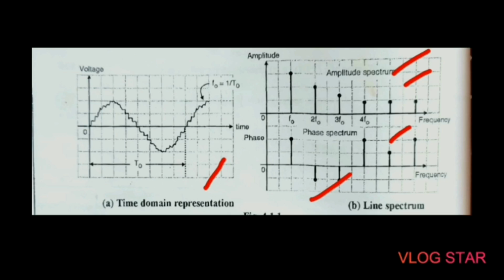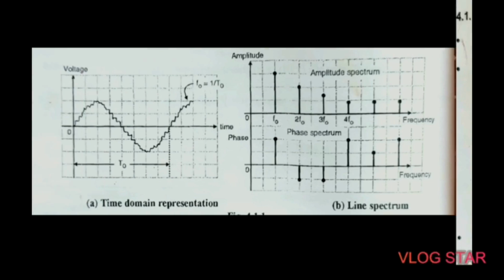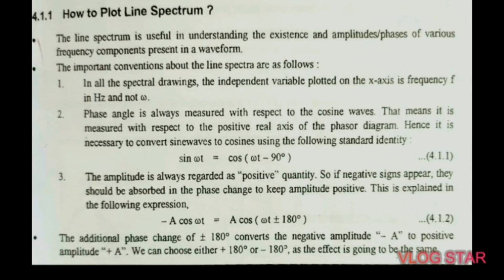The next part of this video is how to plot line spectrum. So it is very easy to plot in terms of amplitude and phase. Let us see. The line spectrum, we know, is useful in understanding the existence and the amplitude or the phase of various frequency components present in a waveform. The important conventions about the line spectrums are as follows.